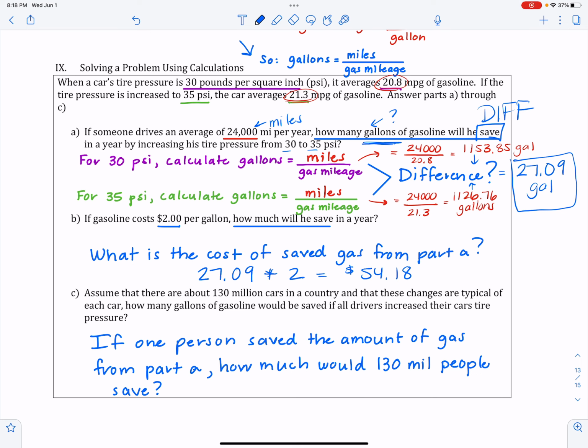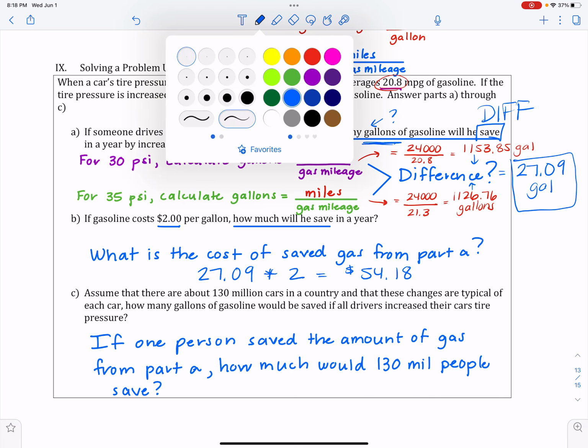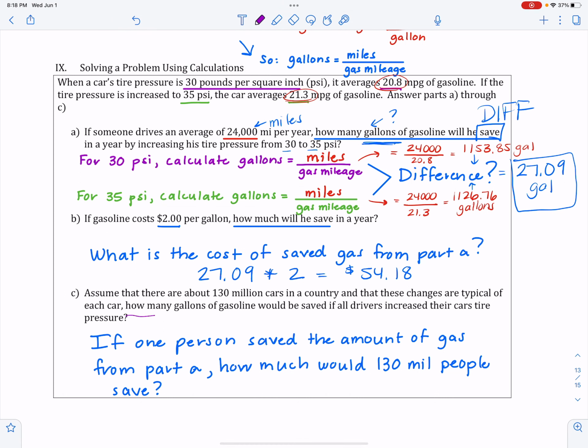All right, so again, read it carefully. Make sure that you're answering the question, right? What do I need to do to get to the information that's being asked? All right, and then lastly, assume that there are about 130 million cars and that these changes are typical. How many gallons would be saved if everyone increased their tire pressure?